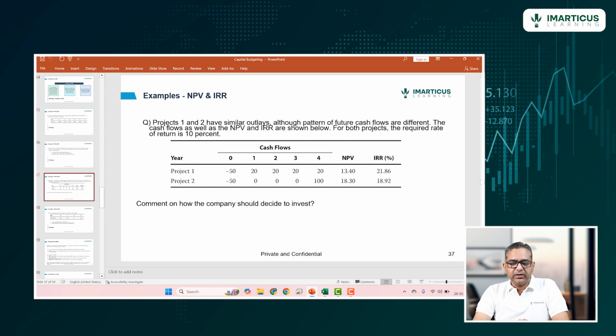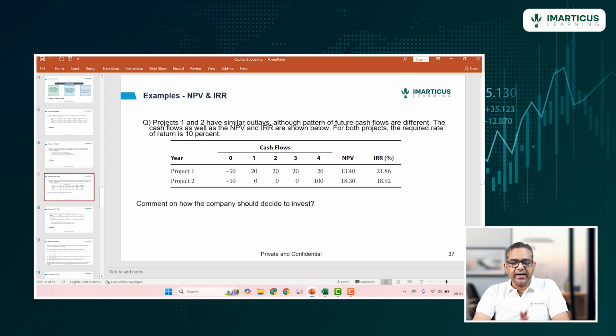So here we need to figure out in which project the company should invest, or whether it can be both. If we look at the decision making criteria for NPV, it says that if NPV is positive, we should go ahead with the project. In this case, NPV for both the projects is positive. For project 1, it is 13.40, and for project 2, it is 18.30. So both the projects have a positive NPV, and as per the NPV decision making criteria, both are good to go ahead.